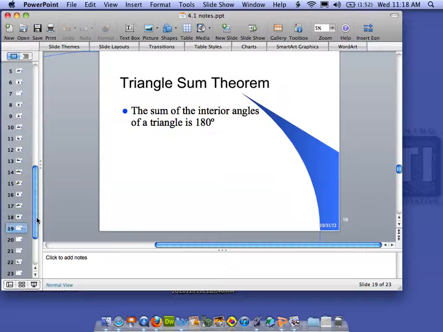And now we're going to talk about the triangle sum theorem. Triangle sum theorem says the sum of the interior angles of a triangle is 180 degrees. I don't think this is information that's new to anybody.